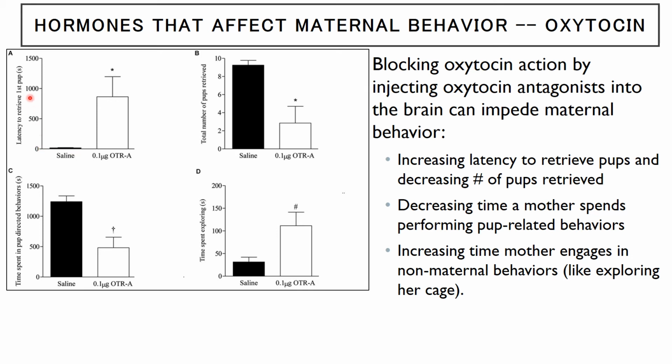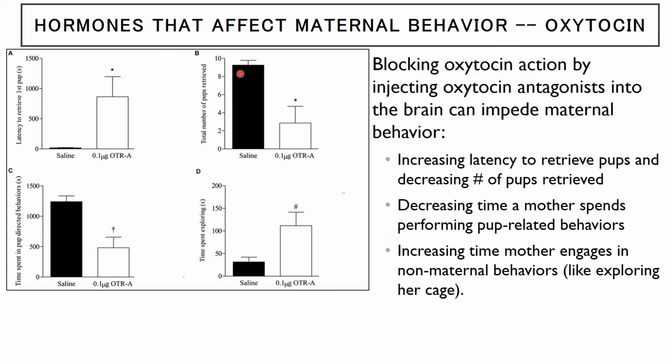What you can see, so let's just go through the different experiments. In the first one, we see how long it takes for them to retrieve the first pup. So you put a pup in, you see how long it takes for them to go and retrieve the pup, in numbers of seconds. And for a rat who has already given birth once, they retrieve that pup right away. There's hardly any delay whatsoever. But if these rats have been injected with the antagonist, you can see that now there's a huge delay in how long it takes for the females to go retrieve the pup. So it's inhibiting their ability to go retrieve a pup. You can look at the total number of pups received.